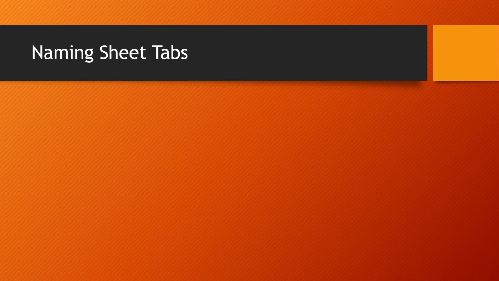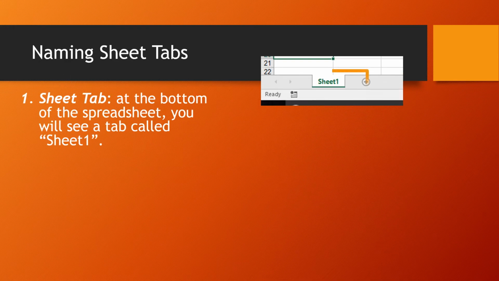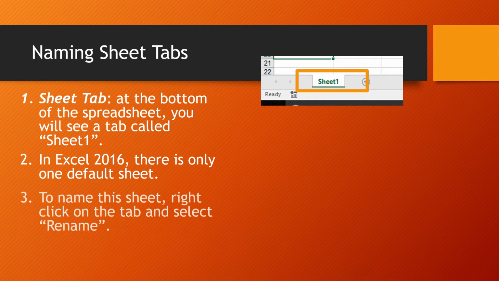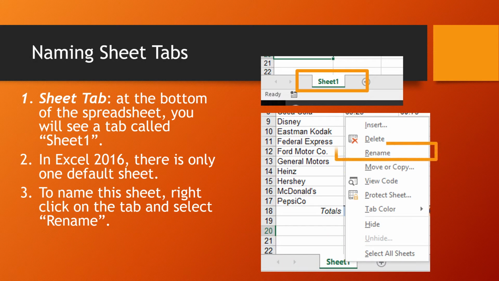Naming sheet tabs. Sheet tabs are at the bottom of the spreadsheet, and Excel labels them Sheet 1. In Excel 2016, there is only one default sheet. To name this sheet, right-click on the tab and select Rename. Hit Enter.